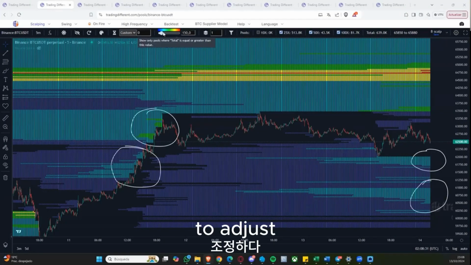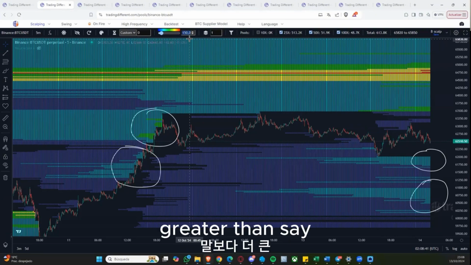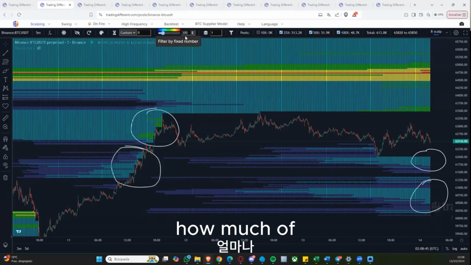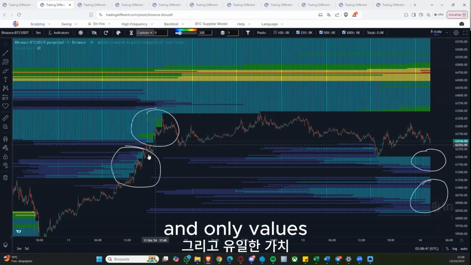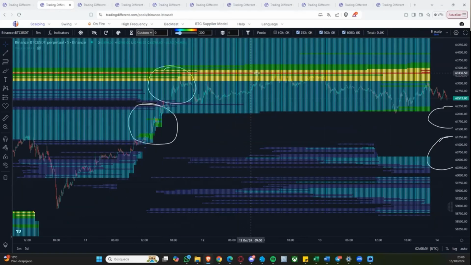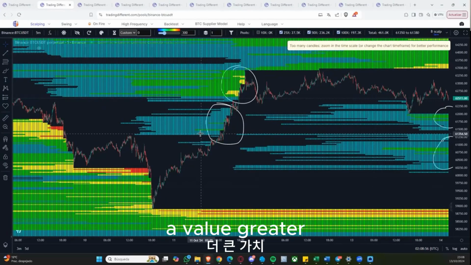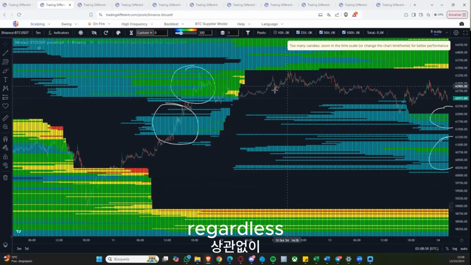There is another way to adjust liquidity other than just moving the color bar. A reference number for liquidity, expressed in thousands, can also be established. I can set it to only show liquidity greater than, say, $300,000. You will see how much of the liquidity disappears and only values higher than that figure are shown. In the graph, each of these lines represents a value greater than 300,000, regardless of color.